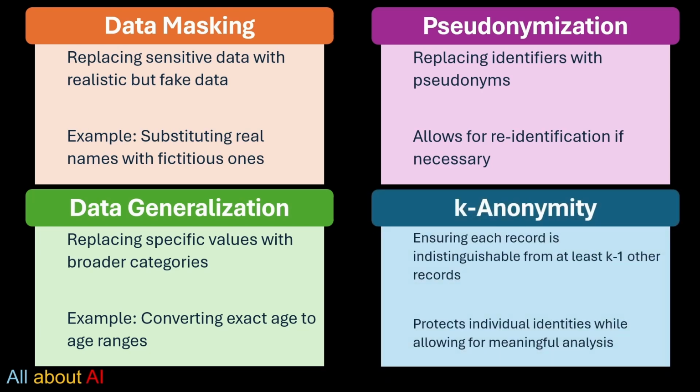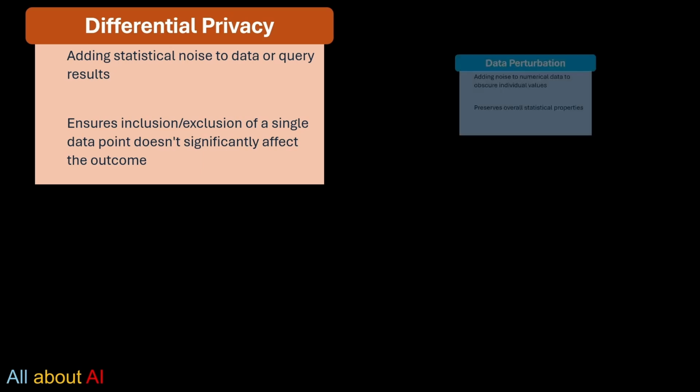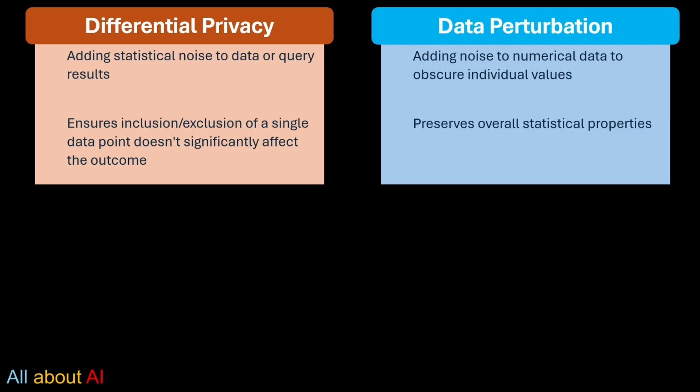K-anonymity, ensuring each record is indistinguishable from at least K-1 other records. It protects individual identities while allowing more meaningful analysis. Another way is differential privacy, adding statistical noise to data or queries. This ensures inclusion or exclusion of a single data point doesn't significantly affect the outcome. Data perturbation. This is the way where a little bit of noise is added to numerical data to obscure the individual values. It ensures the overall statistical properties are retained.